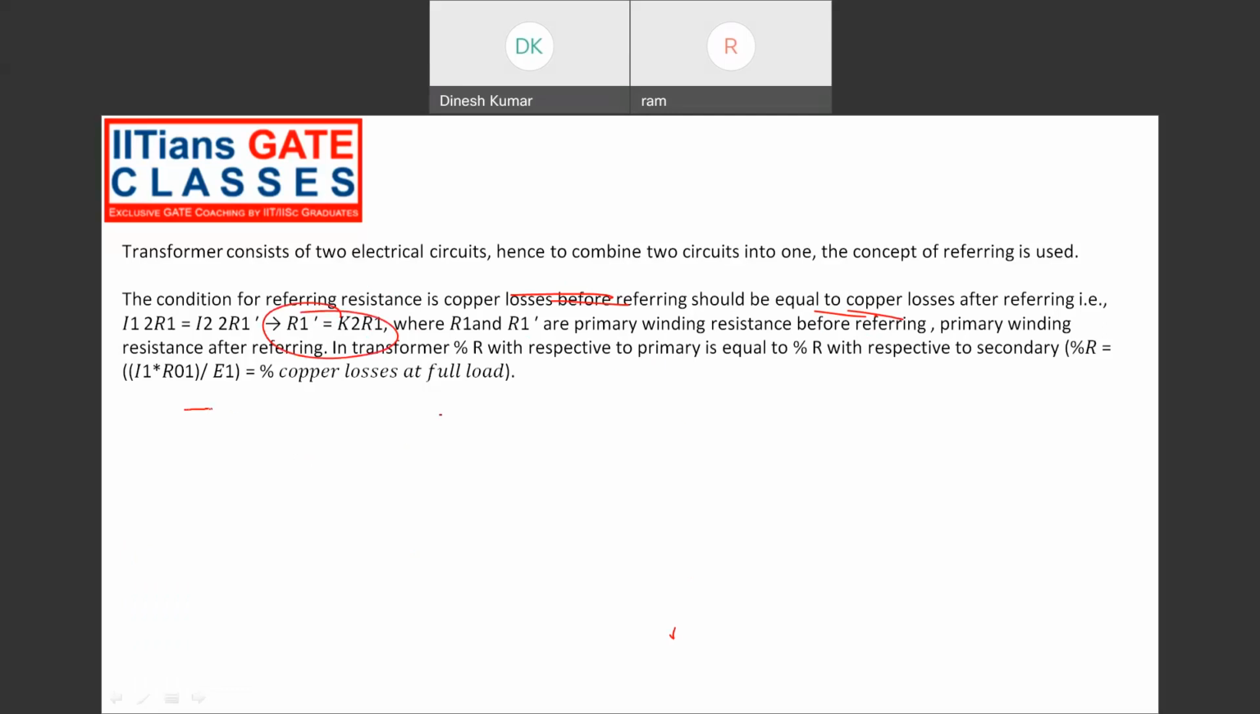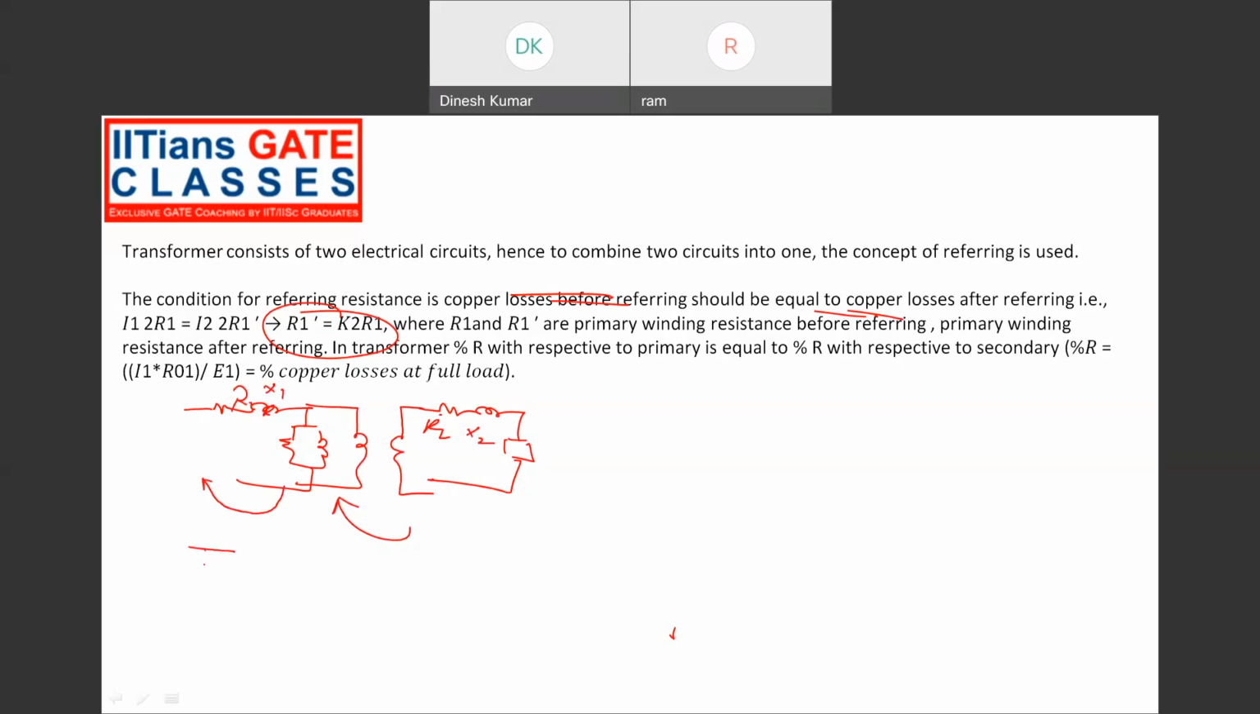Earlier we have seen the transformer has primary winding resistance, reactance, and a shunt branch. Similarly, we have secondary winding resistance, reactance, and then the load: R2, X2, R1, X1. Suppose you want to transfer this R2, X2 to the other side, how does it look? First, we move the shunt branch parameters to the primary side because the current taken by the shunt branch is very small, around 5% of the no load current. So I can move this to the primary side.